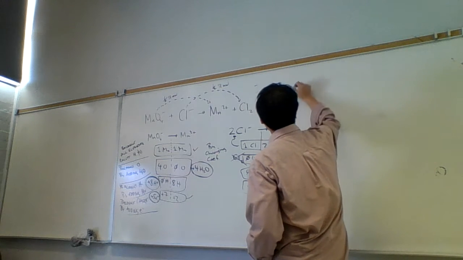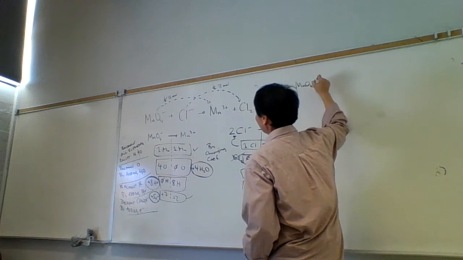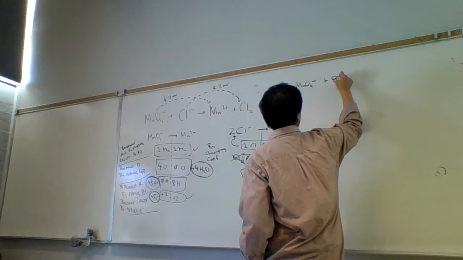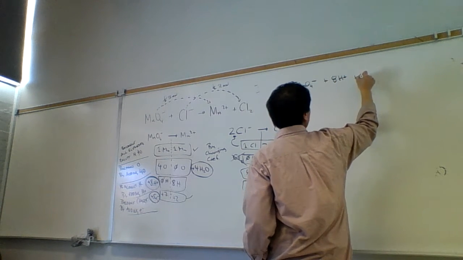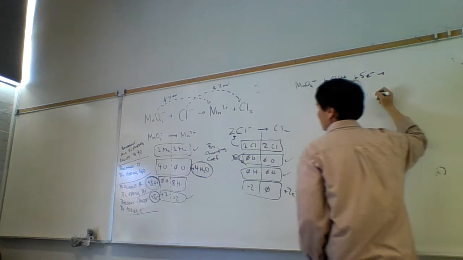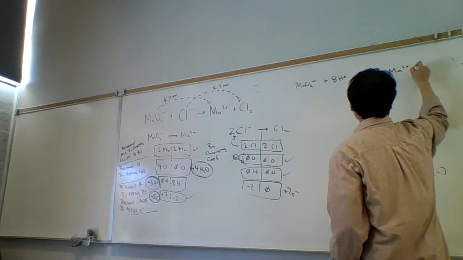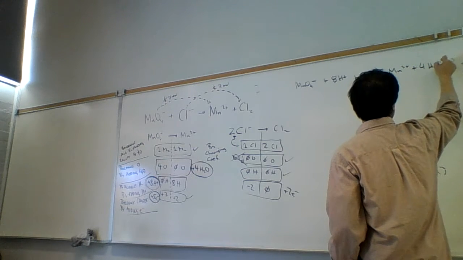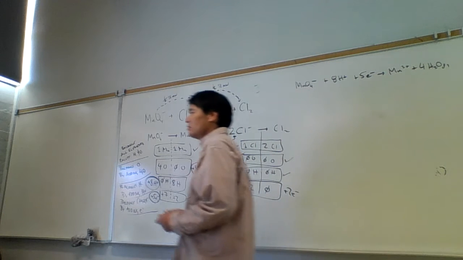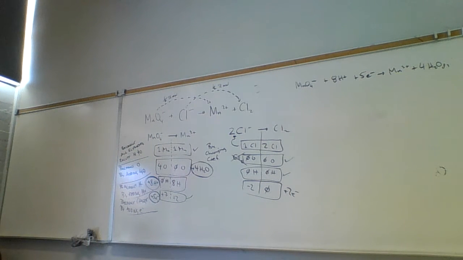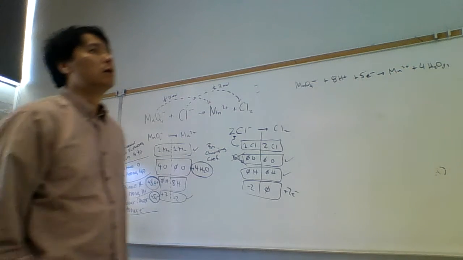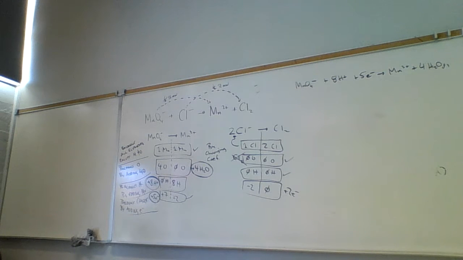And so for the first half reaction, I have permanganate plus 8 H pluses plus 5 electrons goes to manganese 2 plus 4 H2O. If I look at this equation, it looks very familiar to me because it's this equation here. Permanganate plus 8 H pluses plus 5 electrons goes to manganese 2 plus 4 water.